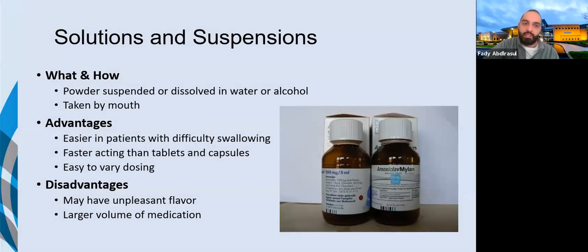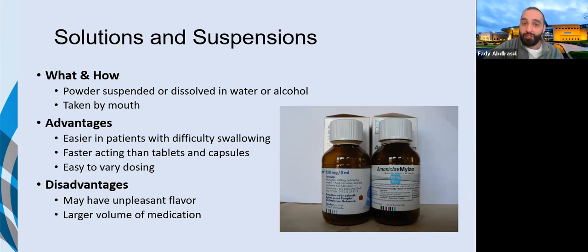We talked about solutions and suspensions. They're powders that are suspended or dissolved in water or alcohol, and they're taken by mouth. So they're easier for patients who can't swallow tablets or capsules. Usually they act faster because you don't have to wait for it to disintegrate or to get liberated from the dosage form. So they usually start working a little bit faster than tablets and capsules do.